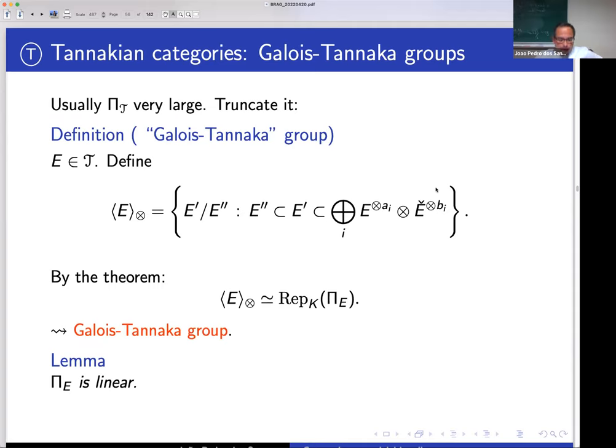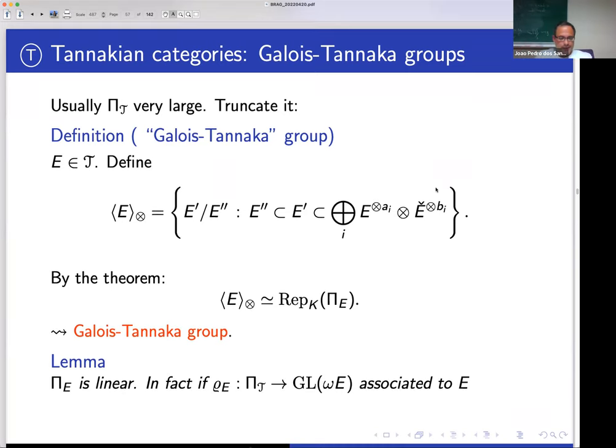The big advantage is that it's not a group scheme anymore. It's now a linear group. And just to be sure, when I say linear, I mean a subgroup of GLn. I don't mean reduced, just to clear things up. Why is it linear? It turns out that E itself, the object E, is a representation of pi, because the representations and the objects are the same. And it turns out that the representation of pi of T inside GL corresponding to E is a closed embedding. So pi of E is none other than the closed image of this representation.